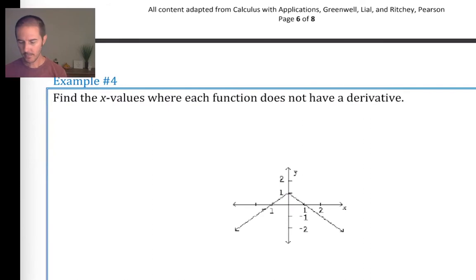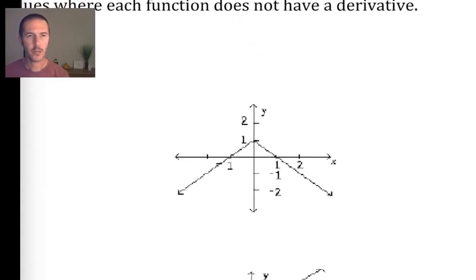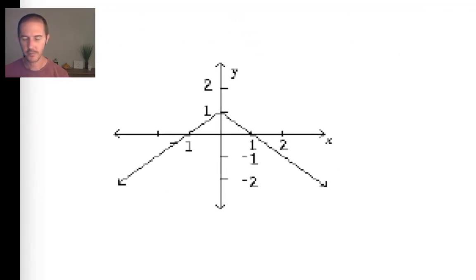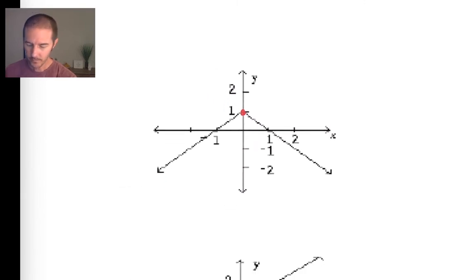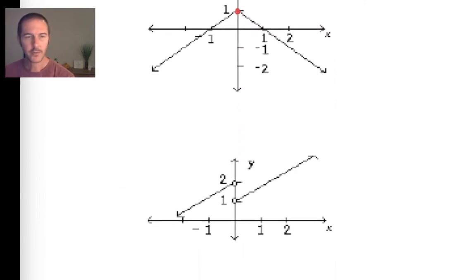Let's look at this graph quickly and see, is there a point where this function is not differentiable? And the answer is when x equals 0, our function is not differentiable because it's not smooth, which is a technical term. What about the next graph? When is this function not differentiable?